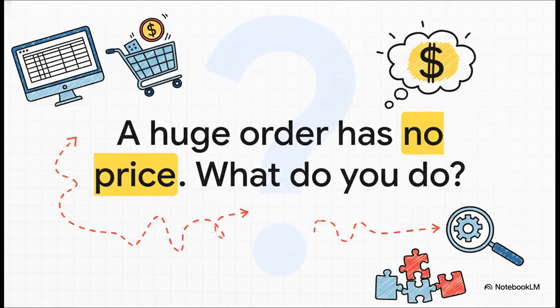So picture this. You've got a multi-million dollar order right there on your screen. This is a huge deal for the company. But you look at the price field, and there's just nothing, a blank space. The whole process grinds to a halt. It's a full-blown crisis. So where do you even begin to look for clues?